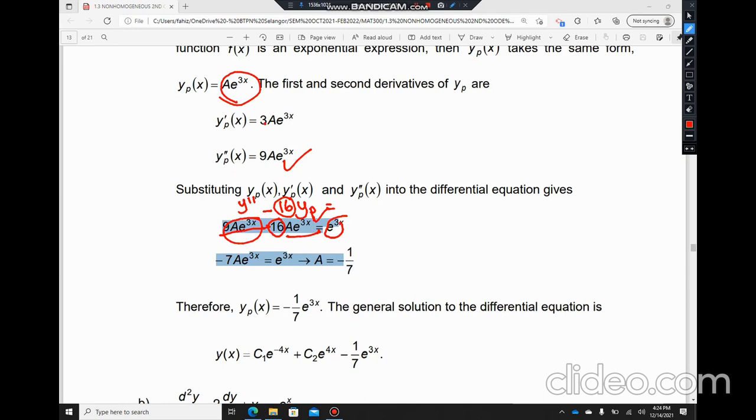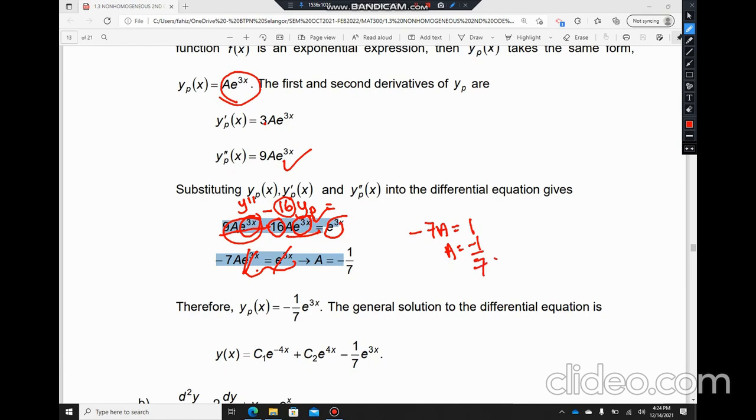Yang ni bila 9A, yang ni sama kan, minus 16A. So kita boleh combine sebab dua-dua ni function yang sama. Dua-dua E3X. So dia akan dapat negative 7A E3X. So equals to E3X. So awak boleh direct solve. So it means that your A is equals to, yang ni boleh cancelkan E3X. Negative 7A equals to 1. So A equals to negative 1 over 7.